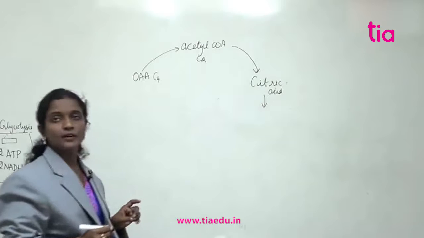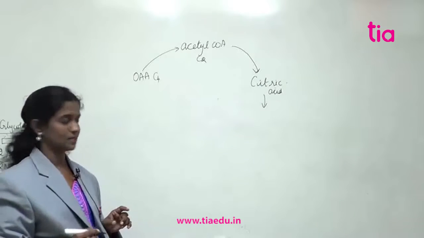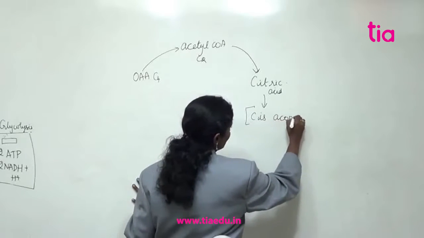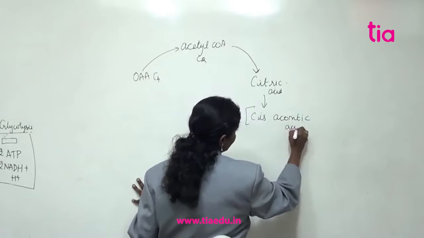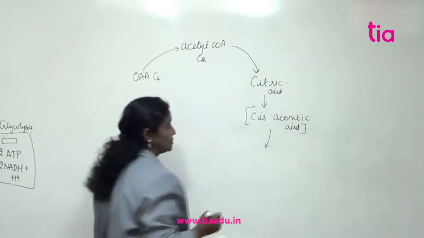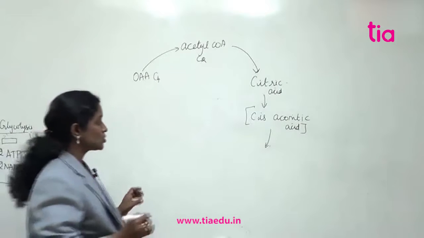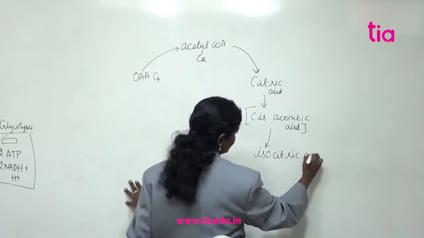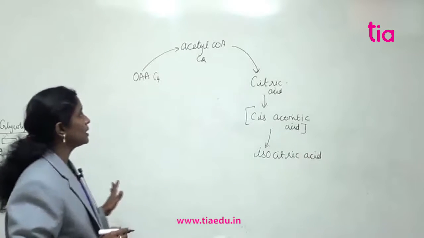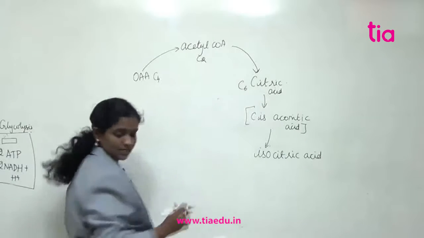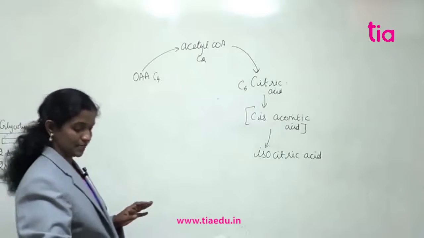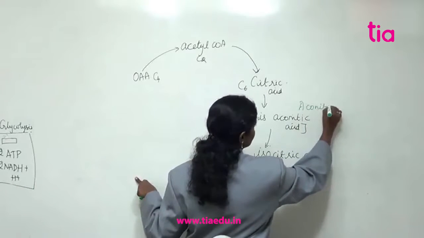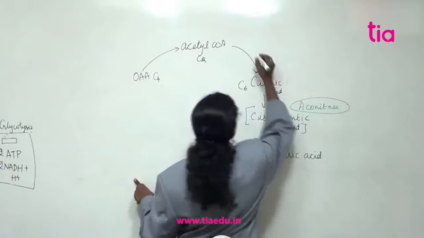Then from citric acid we are going to have an intermediate, cis-aconitic acid, by the enzyme aconitase. It's an intermediate, may or may not be included. Through this intermediate, finally we are going to have isocitric acid. So these are all C6 carbons, right? The enzymes which catalyze these steps are citrate synthase and aconitase.